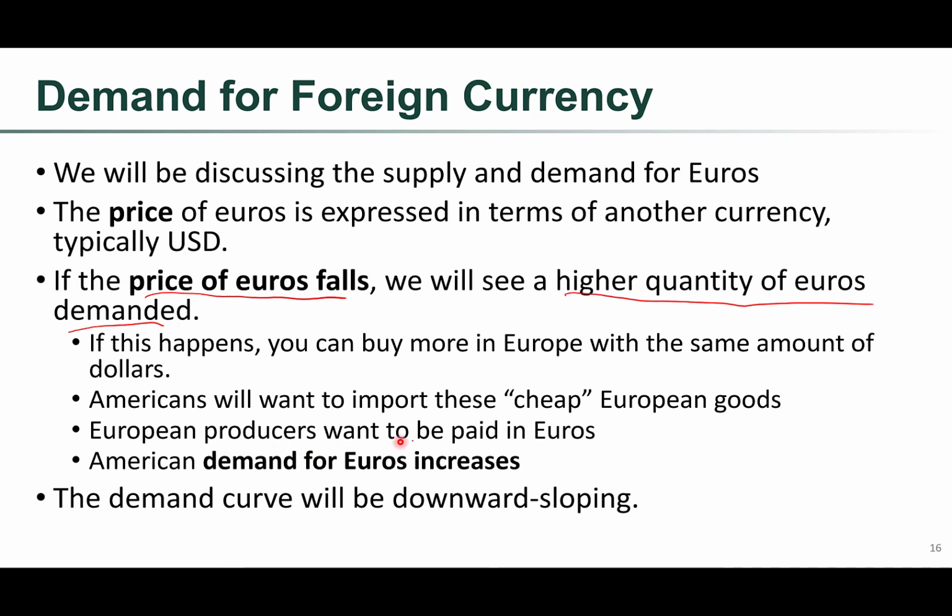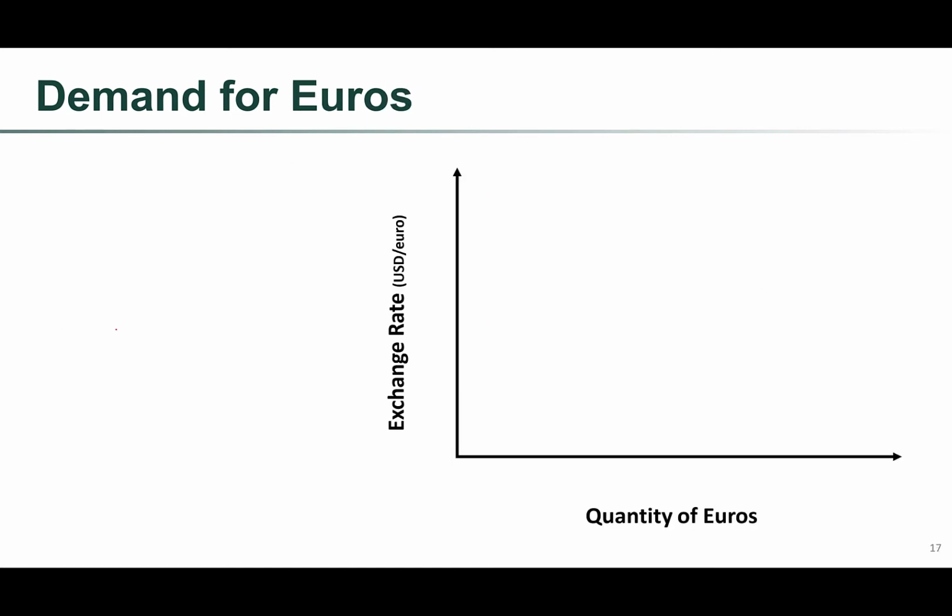European producers want to be paid in euros. So I have to go get euros so I can buy this Parmesan cheese, so American demand for euros will increase. This means that the demand curve is downward sloping, right? When price decreases, quantity demanded increases. Demand for euros slopes down. Notice this is good because we've been dealing with lots and lots of downward sloping demand curves in the class, so it's nice that the demand for currency also is downward sloping.